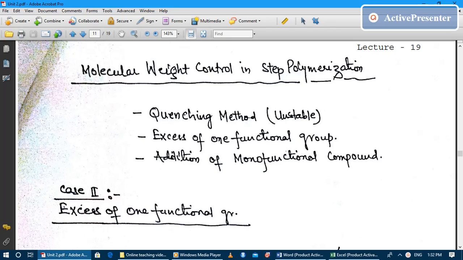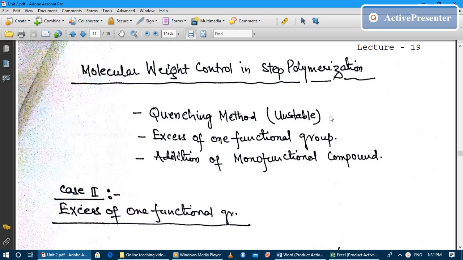Welcome to the 19th lecture of course Polymer Science and Technology. In today's lecture, we will see the molecular weight control in step polymerization. We will see the qualitative and quantitative method both in this class.